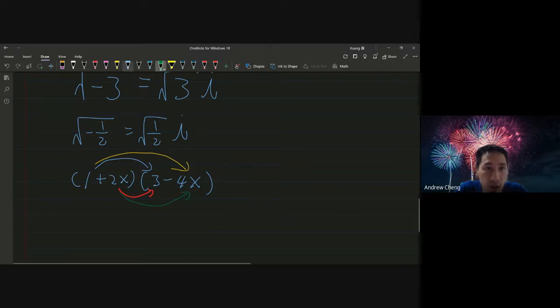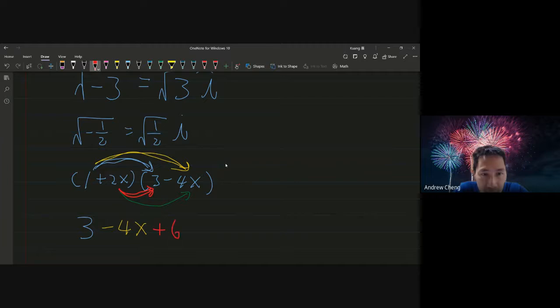First, 1 times 3 gives you 3. Second, the yellow one, 1 times -4x gives you -4x. And then the red one, 2x times 3 is +6x. And lastly, 2x times -4x is negative 8x squared, because x times x is x squared.